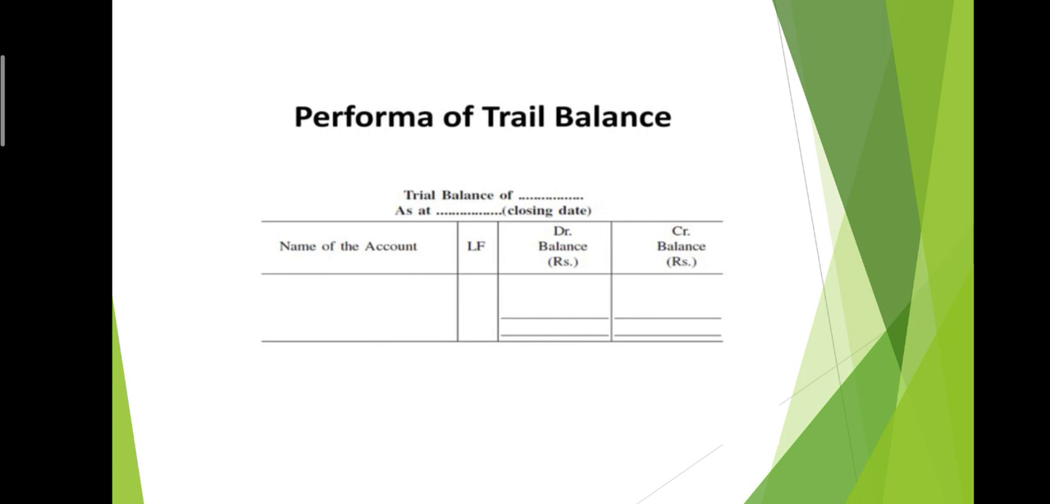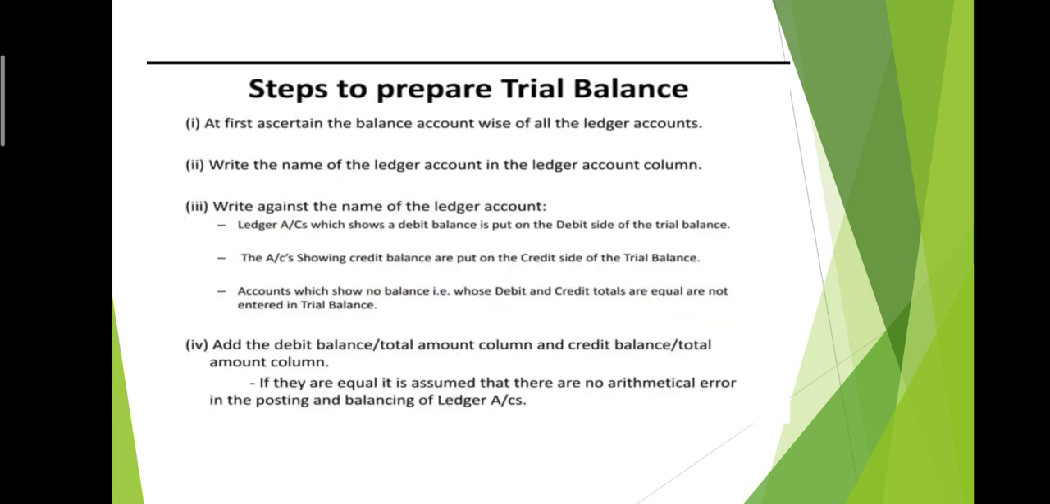The third column is LF, that is the ledger folio column, in which the page number of the ledger account is mentioned. The fourth column is the debit balance column, where all the debit balances are written. The last and fifth column is the credit balance column, where all the credit balances are written. Lastly, the totals of the 2 columns should agree.